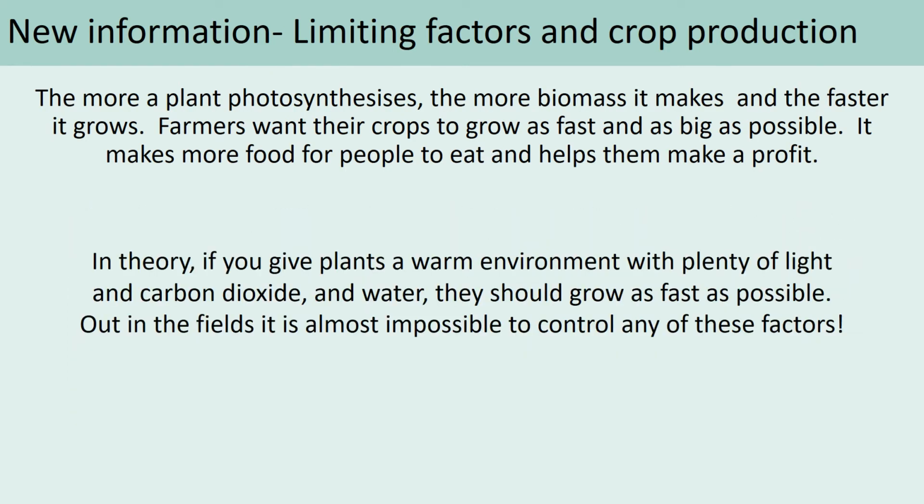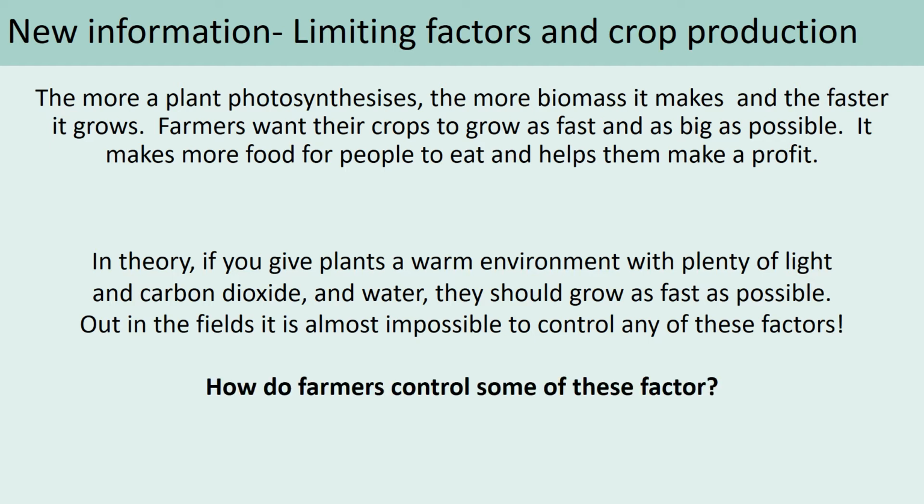Now, in theory, if you give plants a warm environment with loads of light, carbon dioxide and water, they should grow as quickly as they possibly can. But if you are growing crops like most crops are grown out in fields, it's very hard to control any of those factors. So how do you think farmers control some of these factors? How do you think they can control light, carbon dioxide and water?